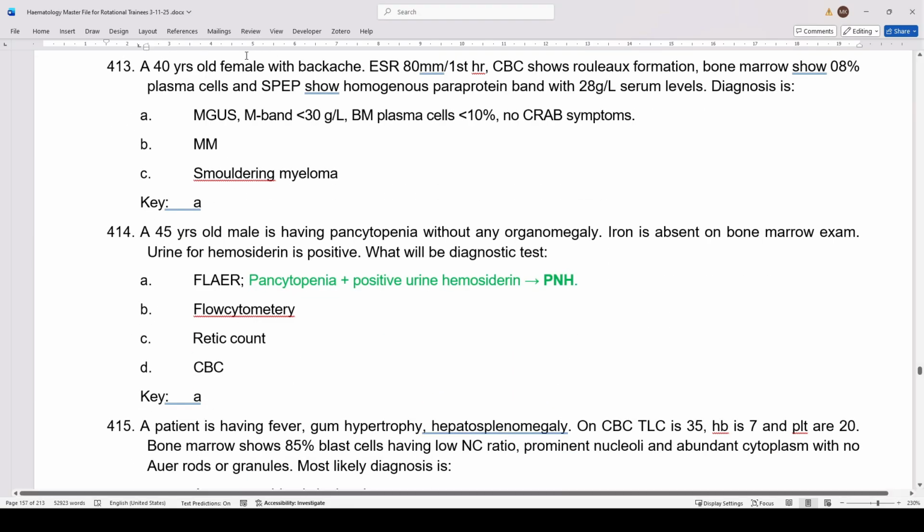Next is a 40 years old female with backache. ESR is 80. Okay, ESR is quite raised. CBC shows rouleaux formation. Bone marrow shows 8% plasma cells, and SPEP, serum protein electrophoresis, shows a homogeneous paraprotein band with 28 gram per liter serum levels. So what is the diagnosis? So it's just a typical case of myeloma.